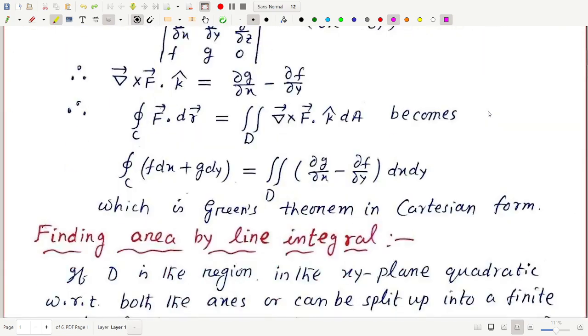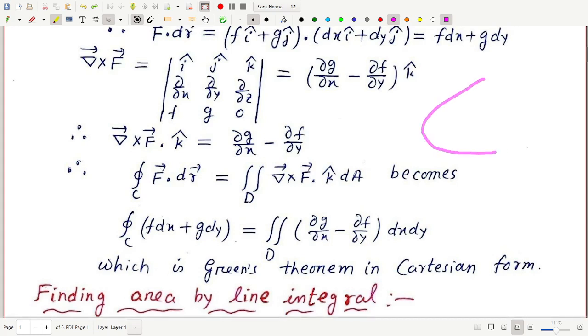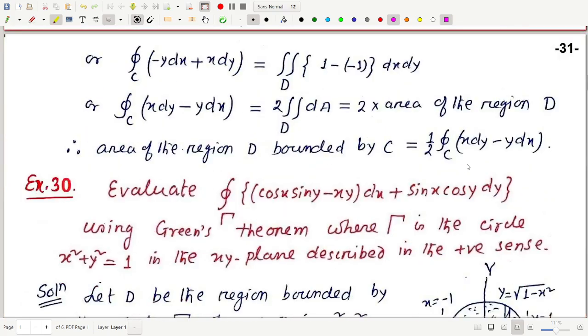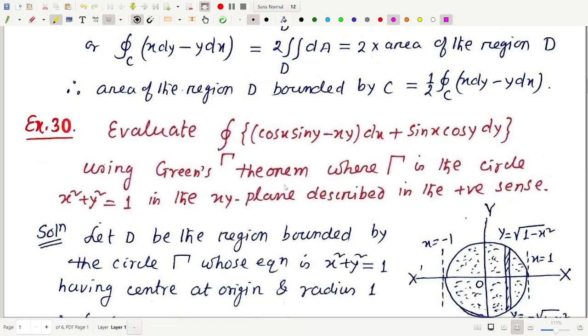Okay, if this is the curve C, a boundary curve C, and this is D, region bounded by C, and it is traversed in anti-clockwise direction. So by line integral also you can find area of a closed region.